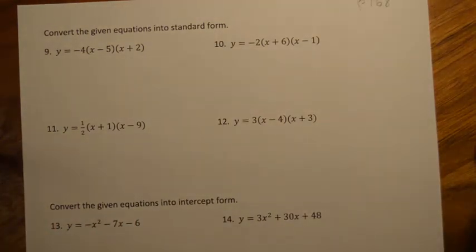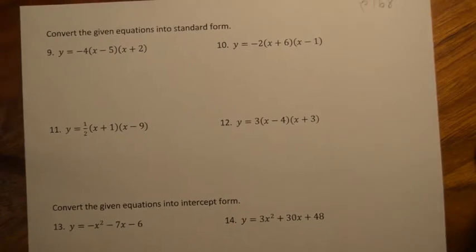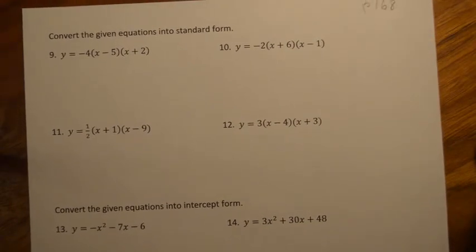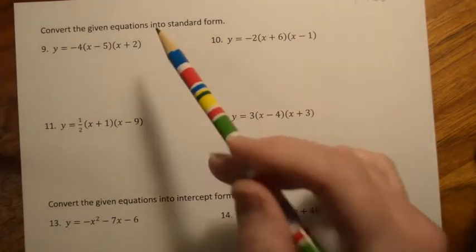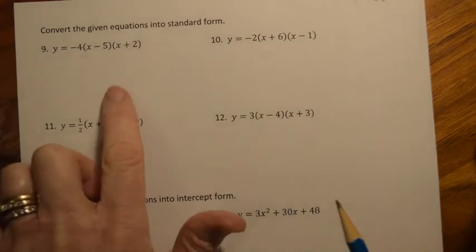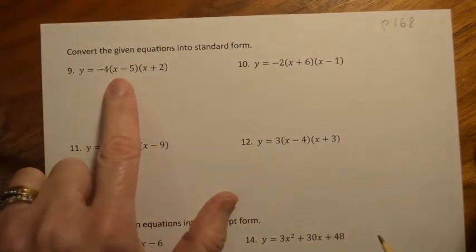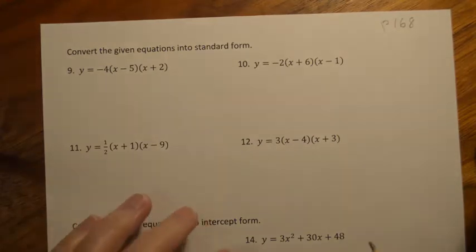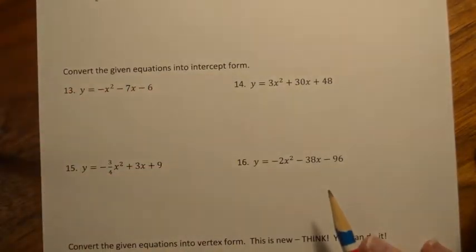Think about the 3 types that we know: standard, intercept, and vertex form. Which type is that? Right, hopefully you said that it's intercept form. It can't be standard form because it's asking us to convert it into standard form. It's also not vertex form because remember, vertex form has only 1 parentheses in it, not 2. And then in the second part, it's asking us to convert these into intercept form, right?